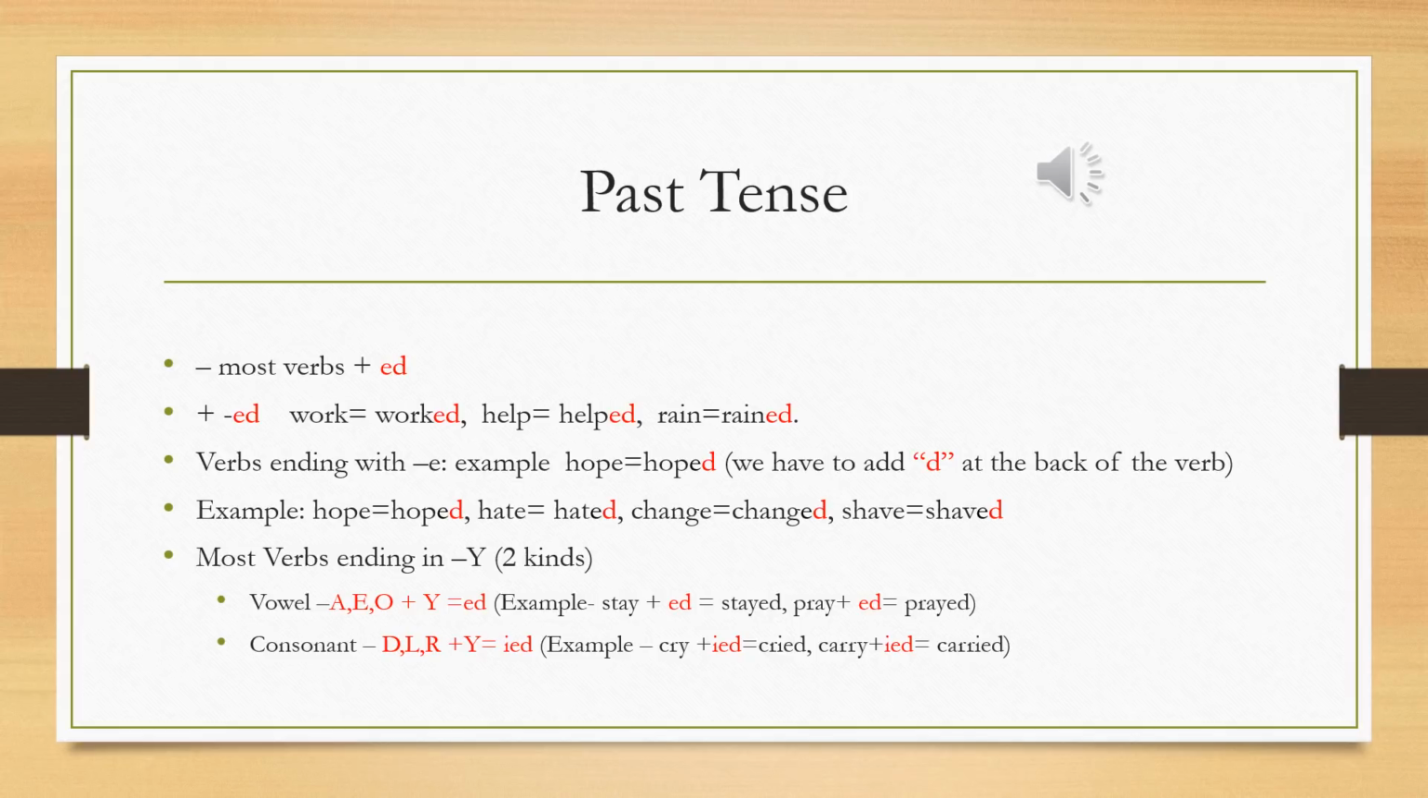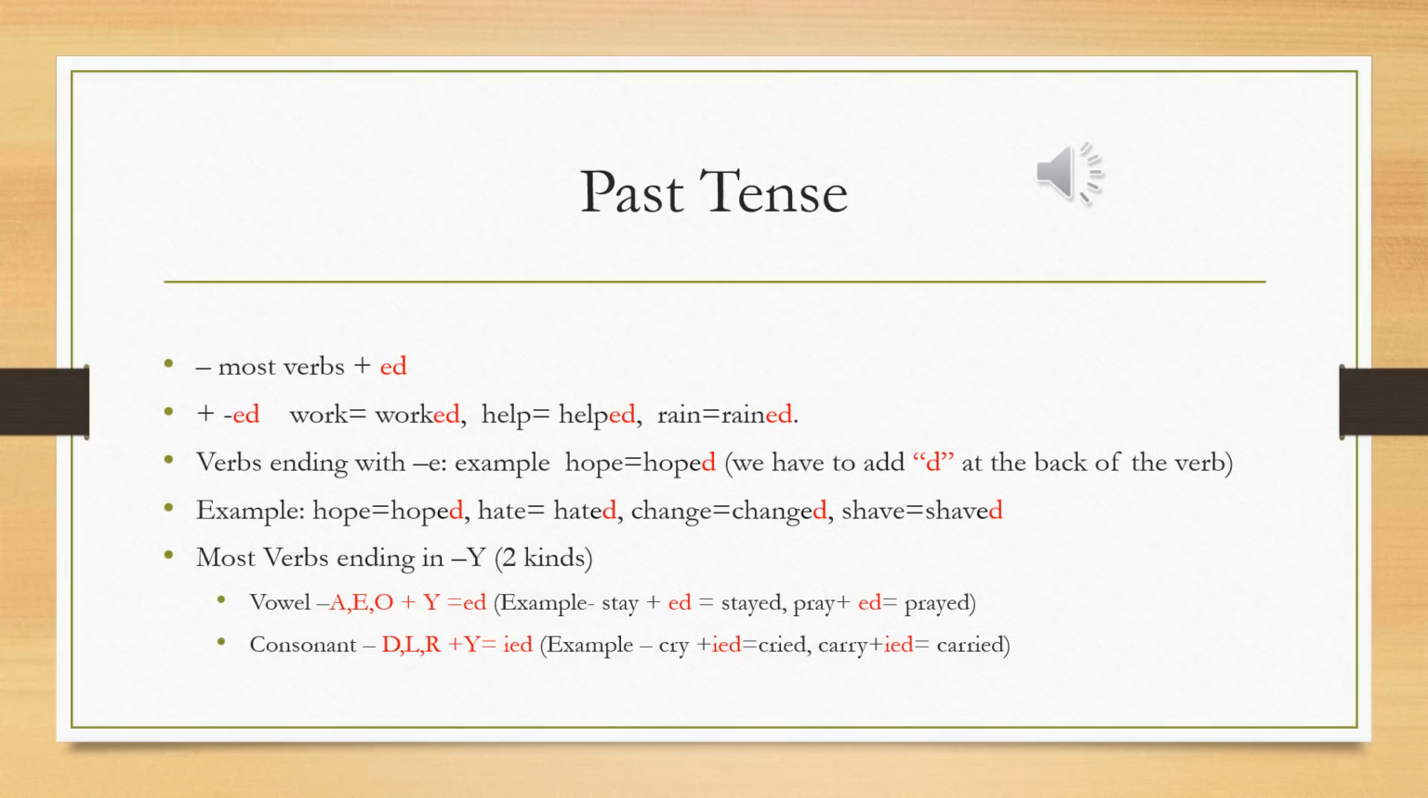How about words ending with e? How do we change them into past tense? I have stated a few examples. The first one, H-O-P-E, hope. We add d at the back of the verb. Hope became hoped, H-O-P-E-D. Hate became hated, H-A-T-E-D. Change became changed. We add d at the back. Shave became shaved, S-H-A-V-E-D. These are the basic rules for how we change regular verbs from present to past tense.